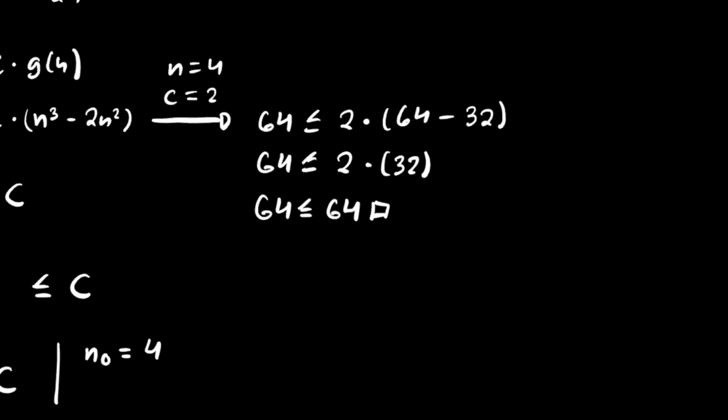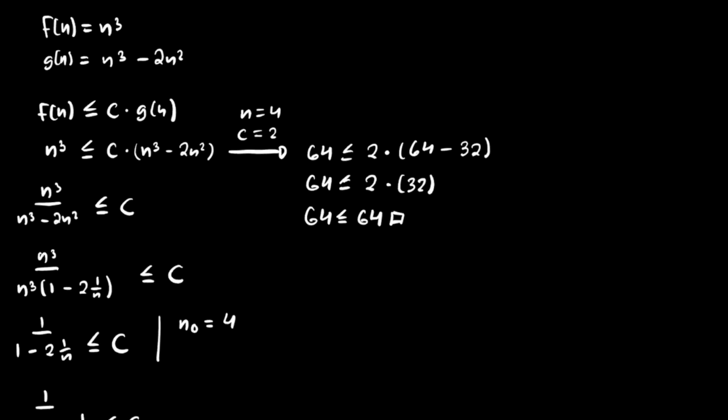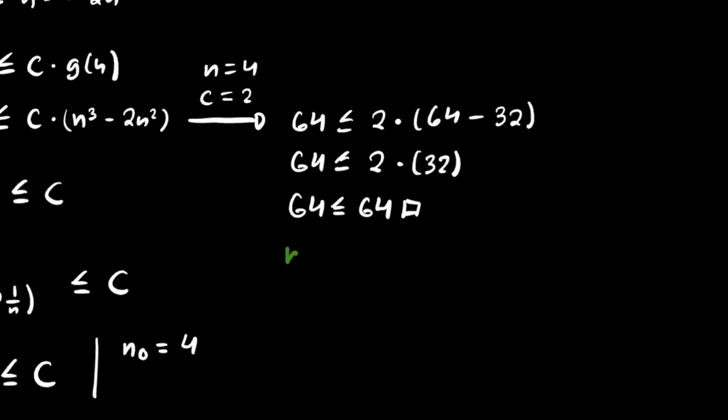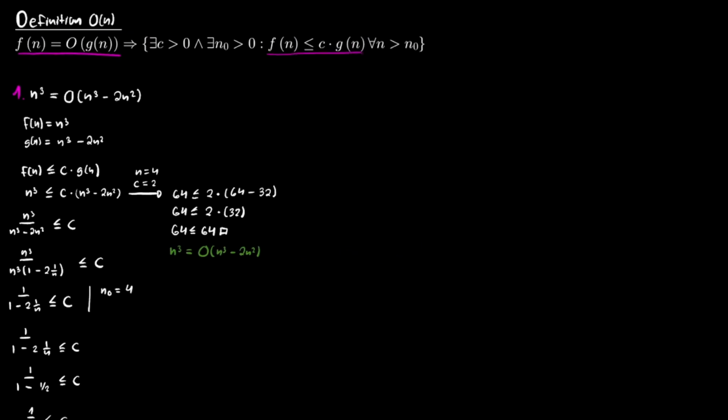And this statement is true, as you can see. Now, in the future, you're going to do another exercise. Right now, we're going to do another exercise in which this doesn't really fulfill. But I explained to you how we can actually prove this. So in this case, our statement is true. We can simply say that n cubed is indeed equal to O of n cubed minus 2n squared. Right? Now we're going to do the second one.